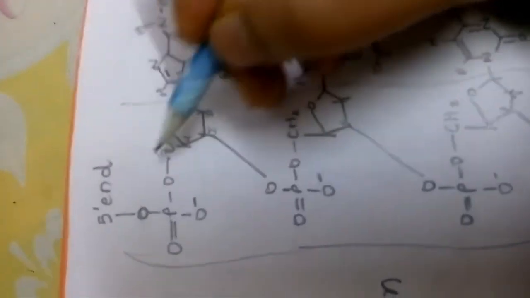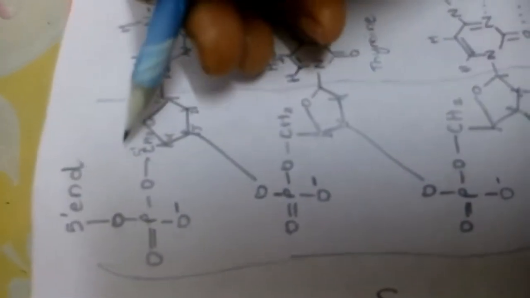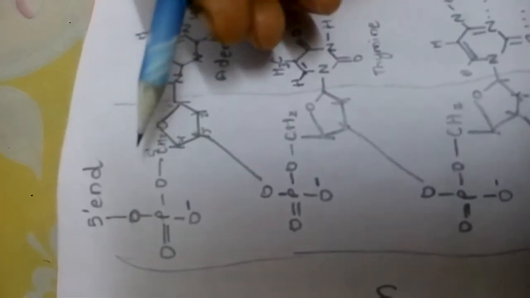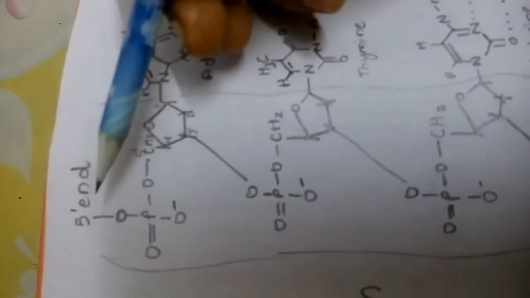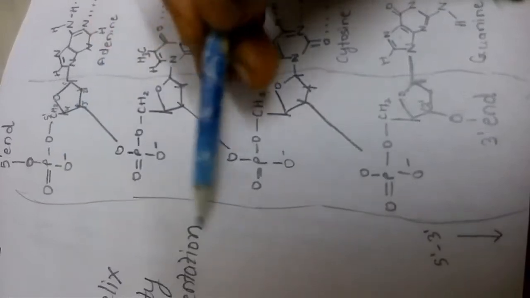Then coming to the antiparallel orientation, it means that the 5' end of the deoxyribose has a free phosphate group at one end, and at the other end the 3' end of the deoxyribose has a free hydroxyl group. So we see that the orientation of one strand of DNA is 5' to 3'. Let's see the other strand.